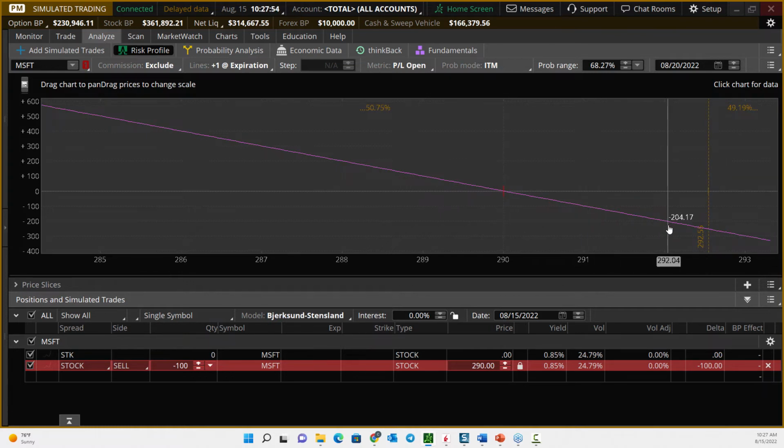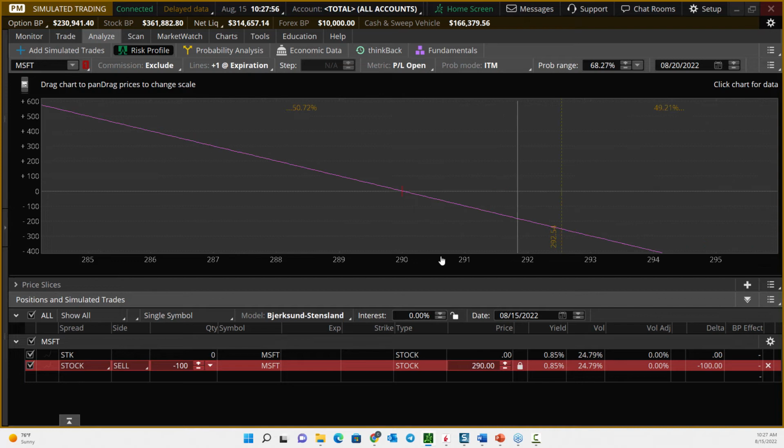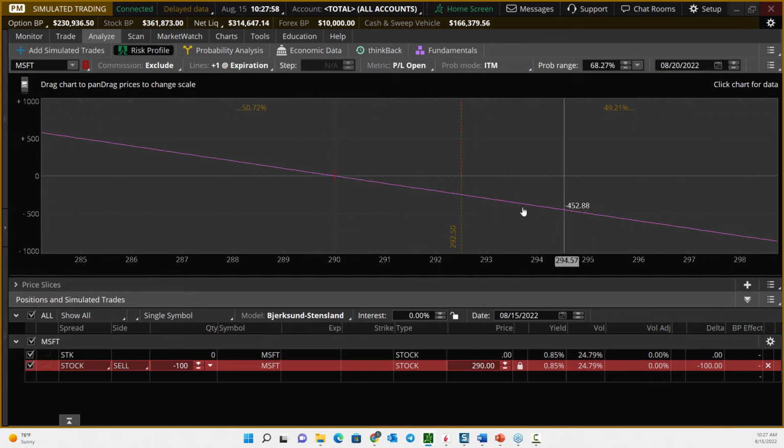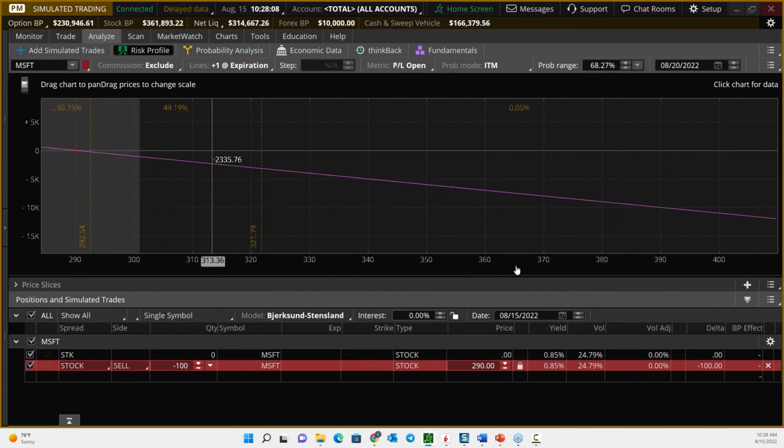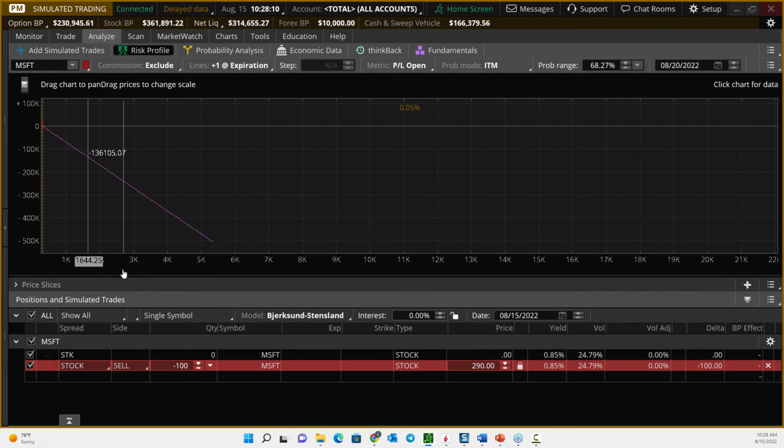You're down 200 bucks, 300 bucks. And watch what happens. You guessed it. This is going to go infinite. There's no limitations. This is going to have a max, right? It's going to have a max because, well, the stock can only hit 0. Can't go any further than that.